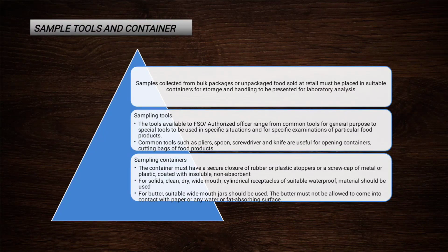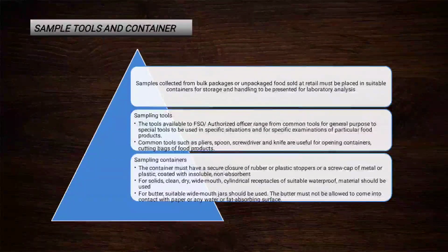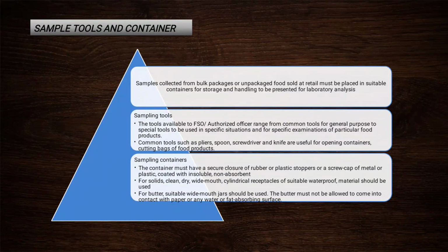Specific tools are required for the specific examinations of particular food products. Next, sampling container. For solids, deep, dry, clean, wide mouth, waterproof materials should be used. For butter, suitable wide mouth jars are to be used, which should not be allowed to come in contact with paper. The container must have a secure closure of rubber or plastic stopper, or a screw cap of metal or plastic can be used for the sampling containers.